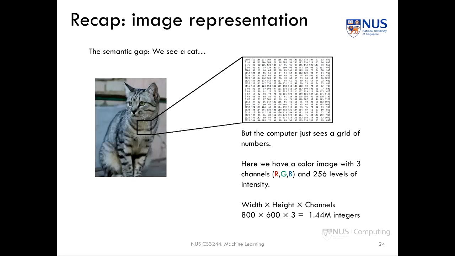And in fact, we have quite a lot of numbers here. If we have an 800 by 600 pixel image, and we have 3 channels of color, RGB, and let's say we're not representing each of those levels with a lot of fidelity, just 256 different levels of intensity, then we already have 1,444,000 numbers or integers to encode.